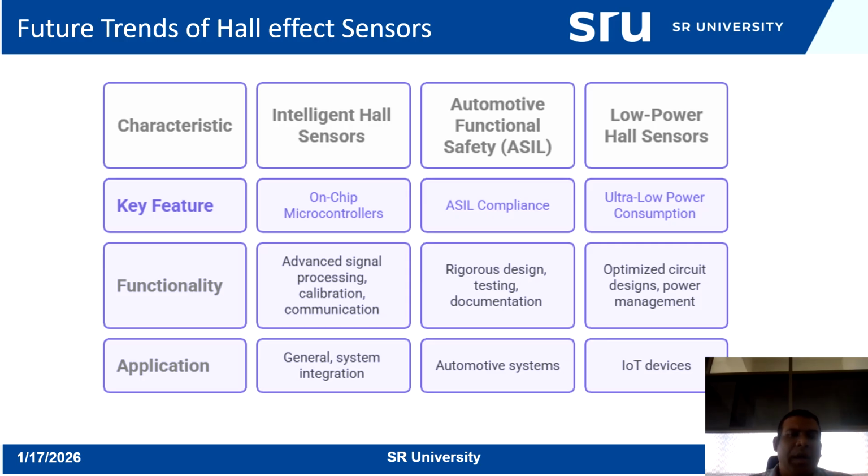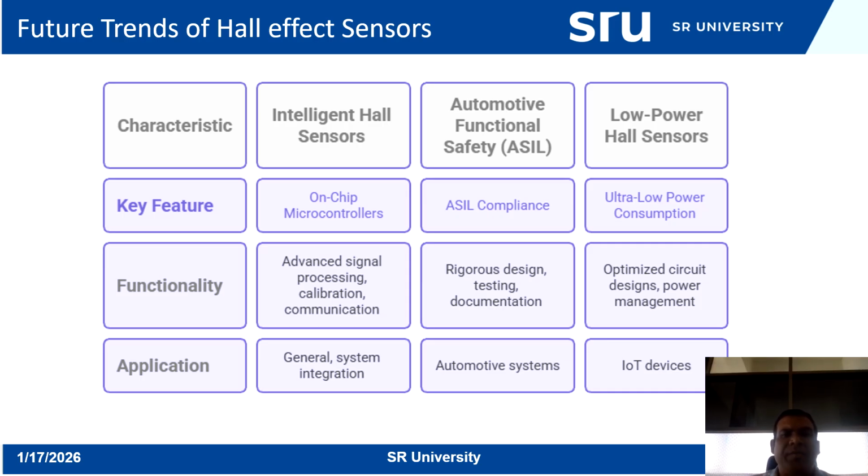The first one is intelligent Hall sensors with on-chip microcontroller. Integrating a microcontroller directly into Hall effect sensors enables advanced signal processing, calibration, and communication capabilities. These intelligent Hall sensors can perform complex tasks such as temperature compensation, offset correction, and linearization, improving accuracy and reducing the burden on the host microcontroller. They can also communicate with other devices via digital interfaces such as I2C or SPI, simplifying the system integration.